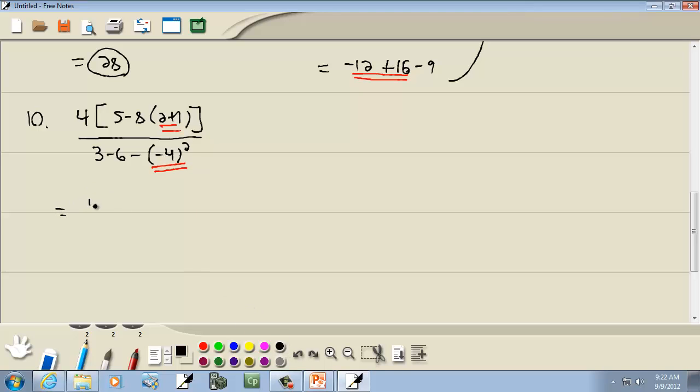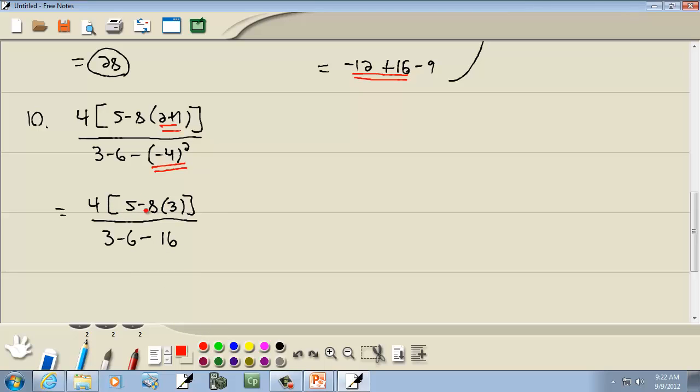Up on top, the 4 carries down. We've got 5 minus 8 times (2 plus 1). 2 plus 1 is 3, and I keep it inside parentheses because an 8 next to a parentheses indicates multiplication, so this should be 8 times 3. Down below, this is in parentheses, so it affects everything inside. We've got negative 4 times negative 4, which gives us a positive 16.